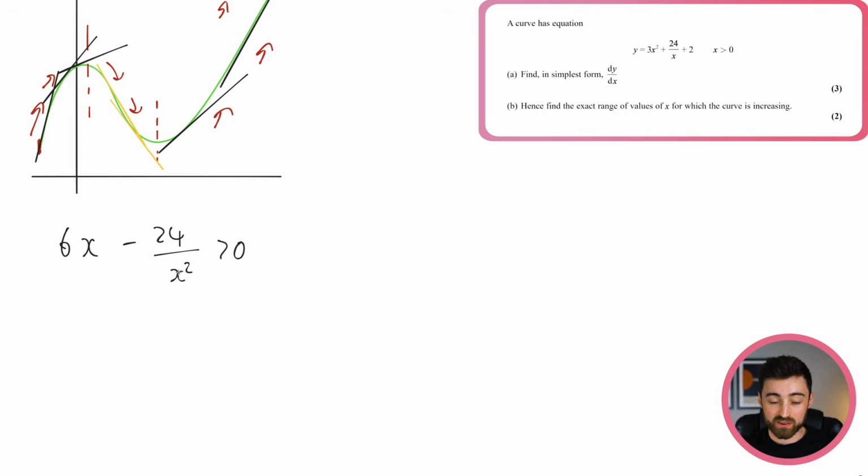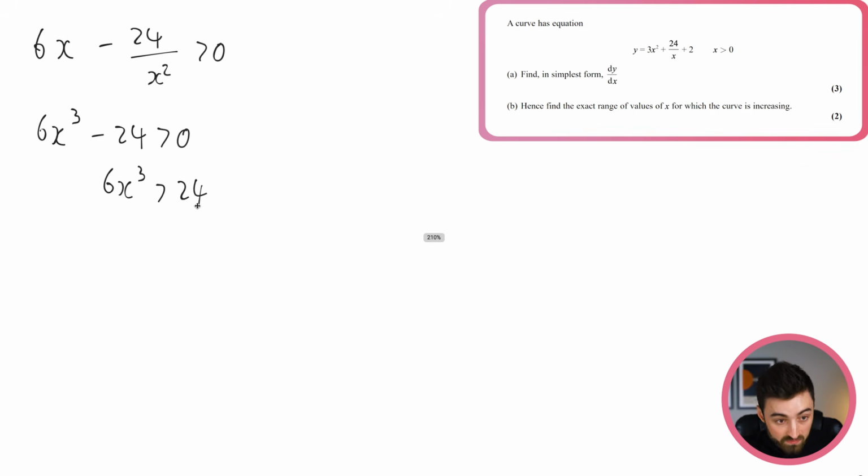It would be nice if I could get rid of this fraction here. Now, I can multiply by x squared here. Why? Because x squared is a squared number. It's always going to be positive, never going to be negative. So I am allowed to do that. If I multiply through by x squared, I'm going to get 6x cubed minus 24 is greater than 0, and that is okay. Add the 24 to both sides. 6x cubed is greater than 24. Divide by 6, that's all legal. x cubed is greater than 24 over 6, which is 4.